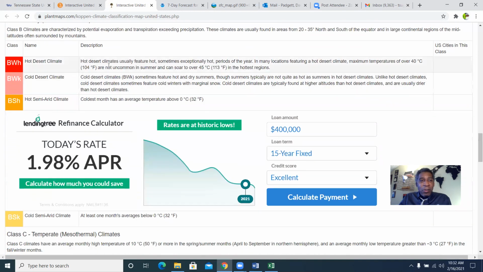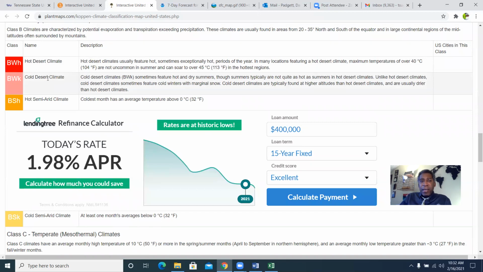Next, we have B climates. B climates are dry climates. There are different categories. We have BW, where the W stands for desert. BW climates are desert climates. Deserts are places that receive less than 10 inches of precipitation per year, so deserts are defined by precipitation, not temperature. Notice it says BWH, hot desert, and BWK, cold desert.